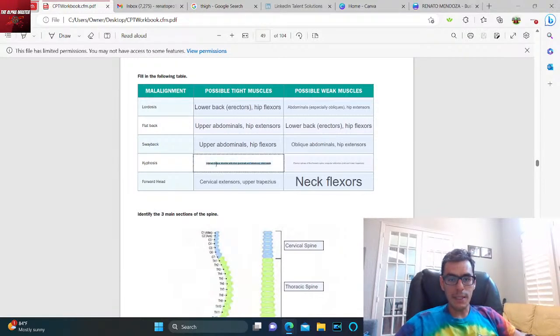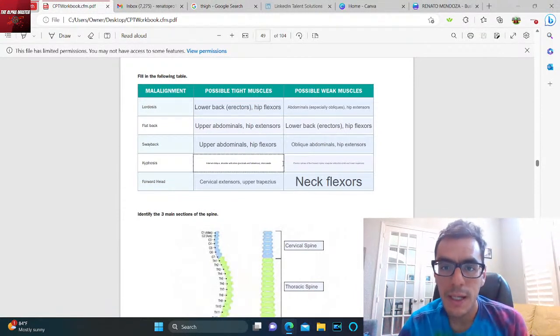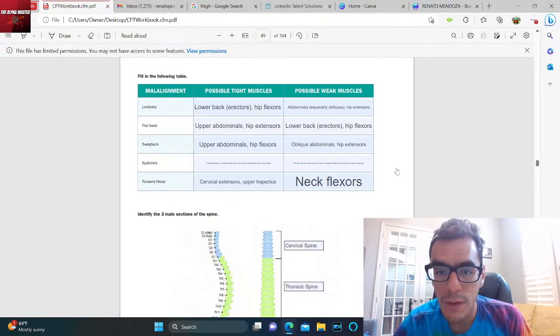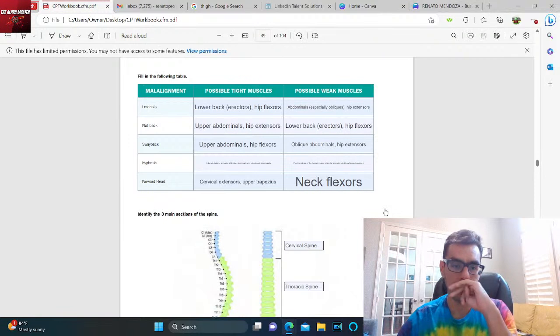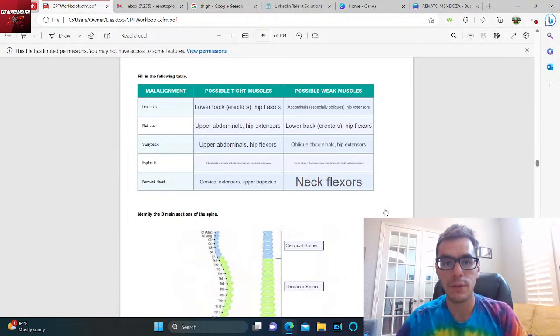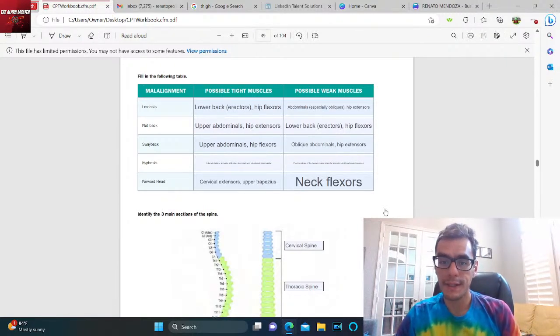For kyphosis, you have the internal oblique, the shoulder adductors, which are pectorals and latissimus, and the intercostals as possible tight muscles. The possible weak muscles are the erector spinae of the thoracic spine and the scapular adductors, the mid and lower trapezius. For the forward head, the possible tight muscles are the cervical extensors and upper trapezius, and the possible weak muscles are the neck flexors.